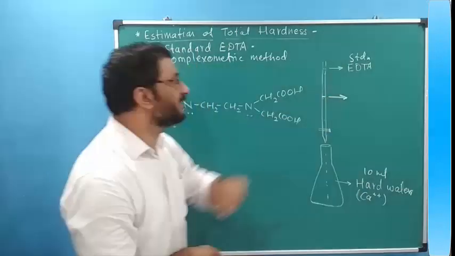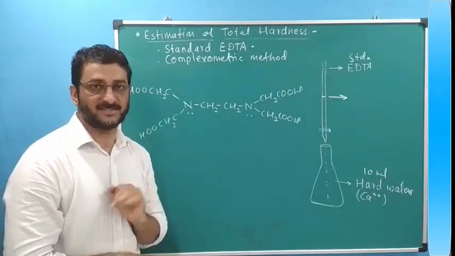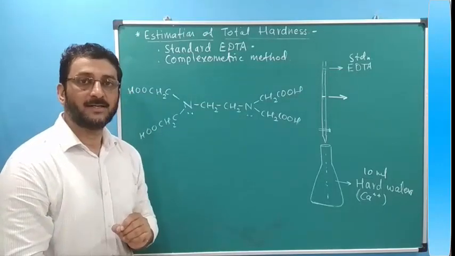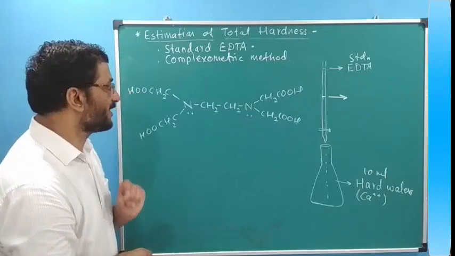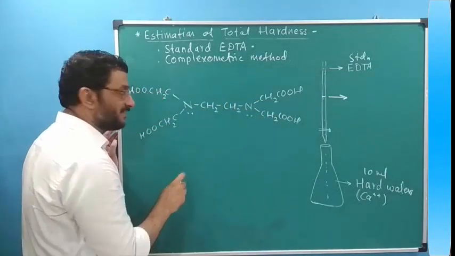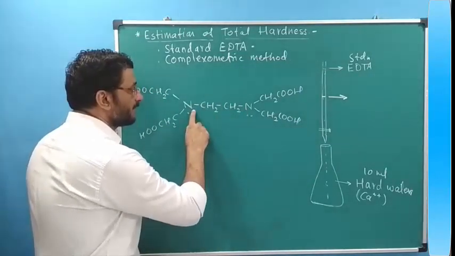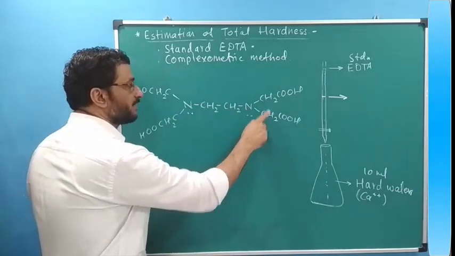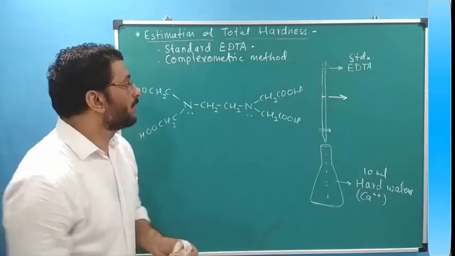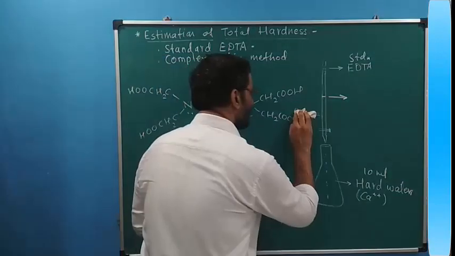Now see what this EDTA is. EDTA is ethylene diamine tetraacetic acid. Most of you might know that name. Full form and rough structure, planar structure, is like this. It is ethylene diamine 1, 2, 3, 4 tetraacetic acid. Now it is a hexadentate ligand. It is an example of a hexadentate ligand.